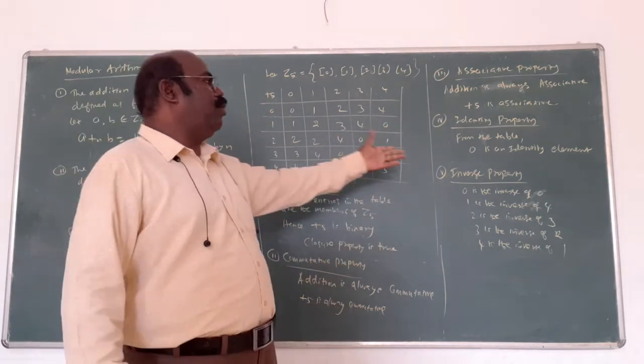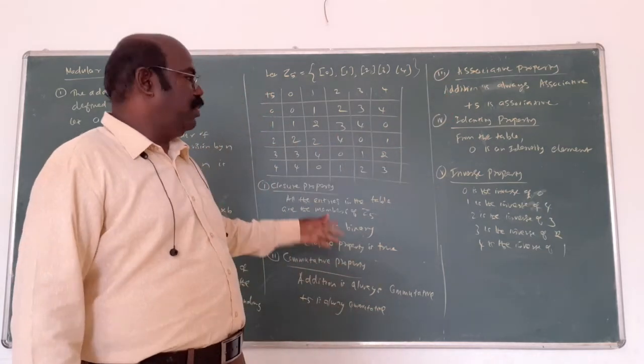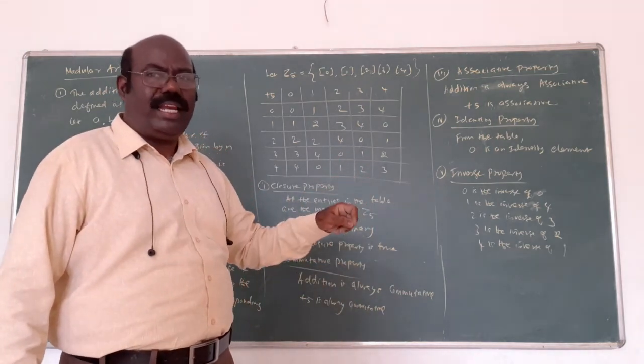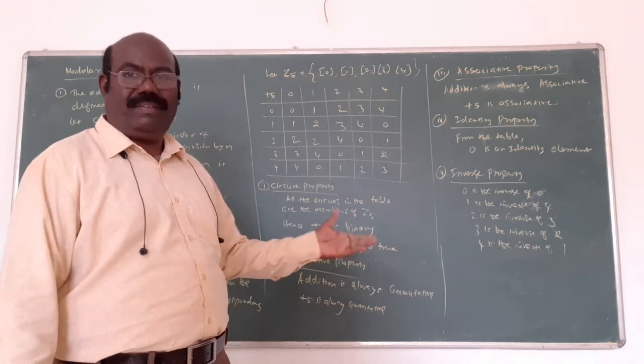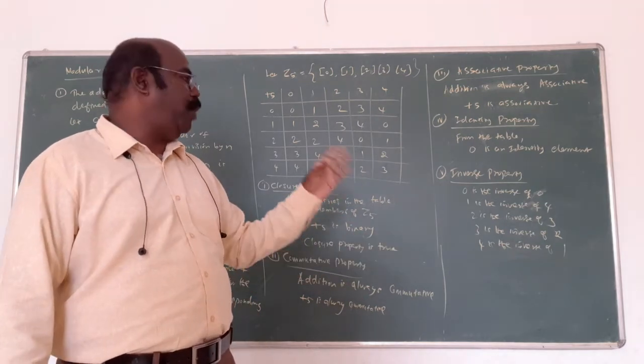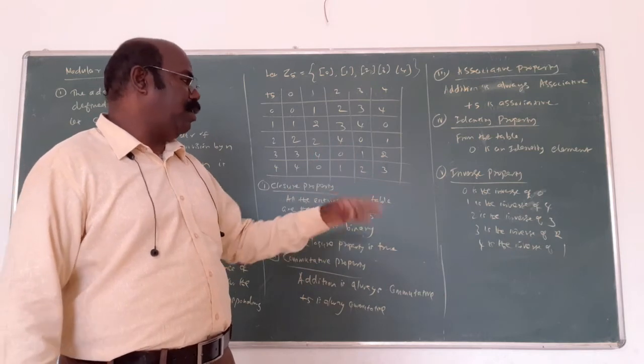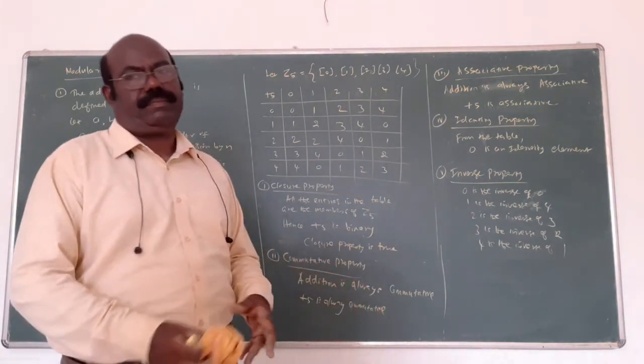From the table, 0 is accepted as the identity, clearly? No. Then inverse means for every 2 elements adding together, we can get 0. That is the inverse. 0 is the inverse of 0, 1 is the inverse of 4, 2 is the inverse of 3, 3 is the inverse of 2, 4 is the inverse of 1. Am I right? This is the answer.